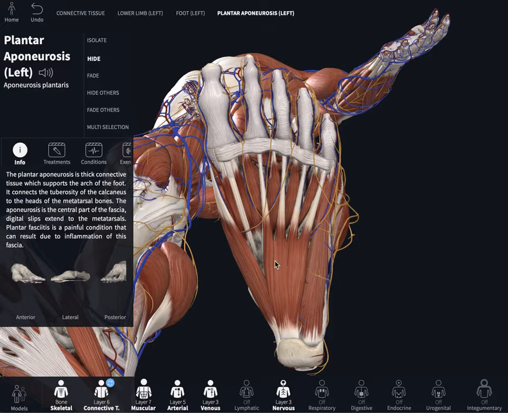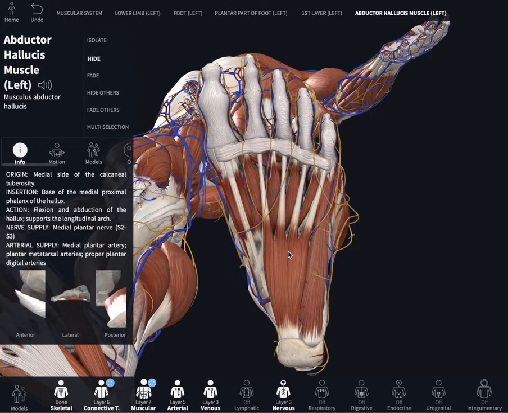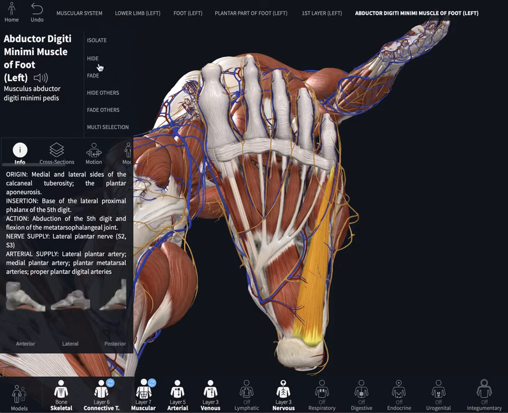And the first layer here, most medially, we have abductor hallucis. We'll reflect that. In the midline, just deep to the plantar fascia, we have flexor digitorum brevis. And then over here, abductor digiti minimi. Now, important plane here between the first and second layers, because this is our neurovascular plane. This is where our lateral plantar neurovascular structures, lateral plantar nerve, lateral plantar artery and vein, are passing. So they're between flexor digitorum brevis as well as quadratus plantae.